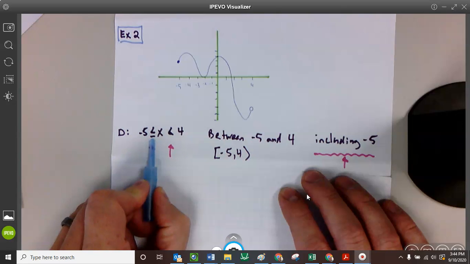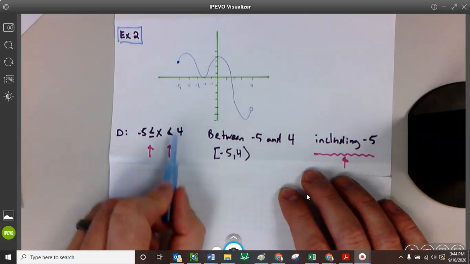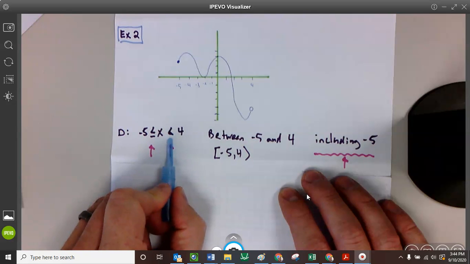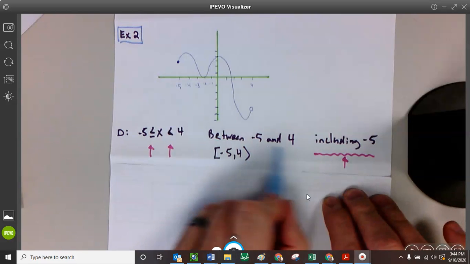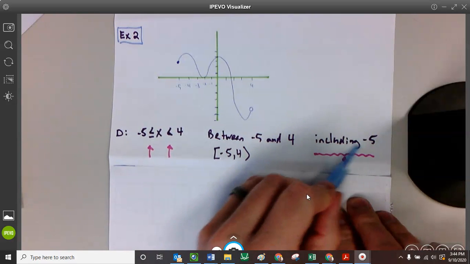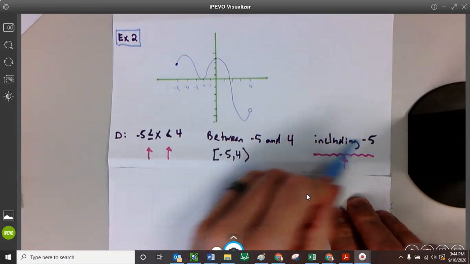So here is the mathematical way to say between -5 and 4. If there's a line underneath this, it's or equal to. That's for closed dots. If it's an open dot, it's just an inequality symbol by itself. So between -5 and 4, including -5, right? I'm talking about that little line. We have to mention that if I'm going to write it like this.